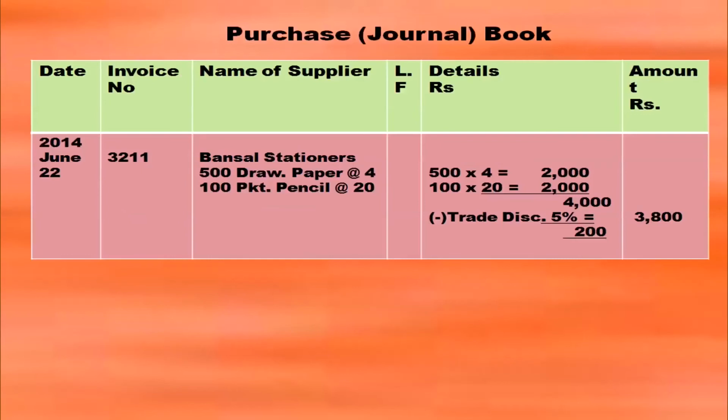In the purchases book or in the purchases journal, you are writing Bensel Stationers because they are the supplier of 500 drawing paper at rupees 4 and 100 packet pencil at rupees 20. 500 into 4, 2000. 100 into 20, 2000. So, 2000 plus 2000, 4000. Less trade discount at 5%. 5 by 100 into 4000 will give you 200. 4000 minus 200 will give you 3800. So, this is also a transaction coming in the purchases book.